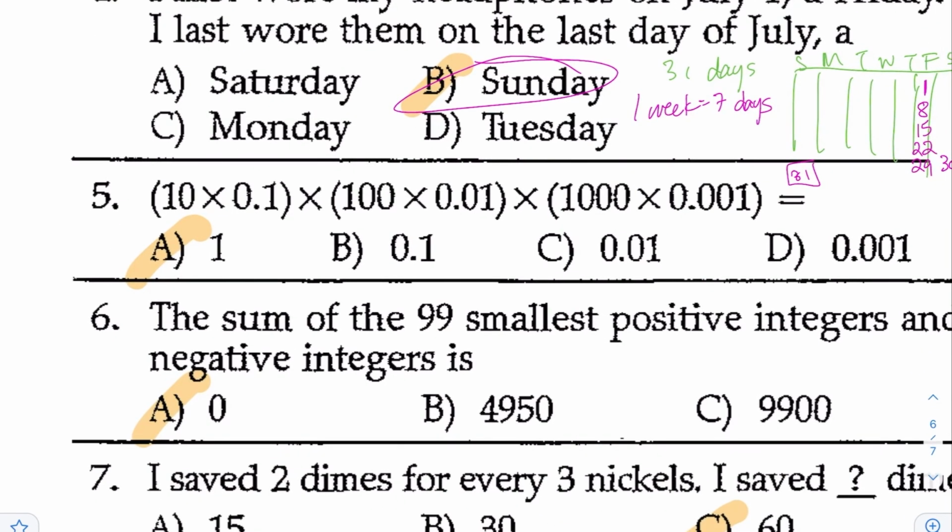Next, for number 5, you have 10 times 0.1 times 100 times 0.01 times 1,000 times 0.001. Here, you can turn each of the decimals into fractions. So a 1 in the tenths place is really 1/10. This is 1 over 100. And this is 1 over 1,000, because this is in the thousandths place. And notice that if you multiply each of these pairs, the denominator just cancels out. So you end up with 1 times 1 times 1, which is equal to just 1.